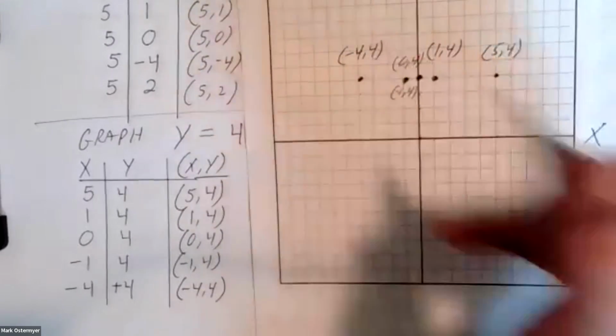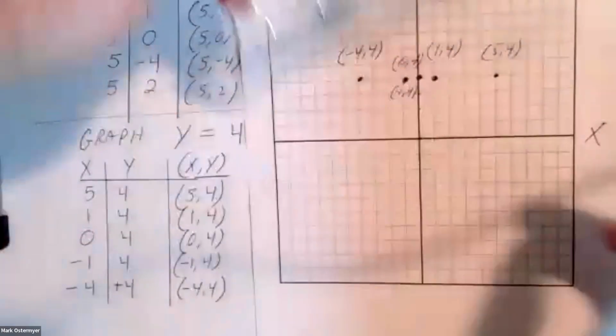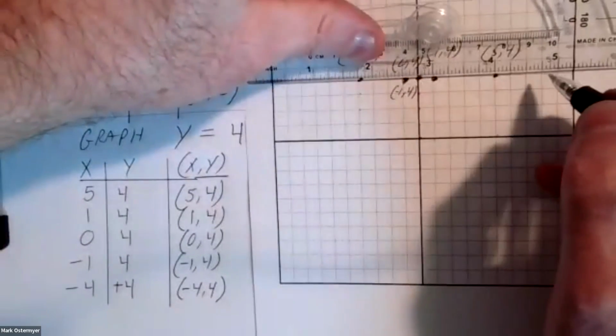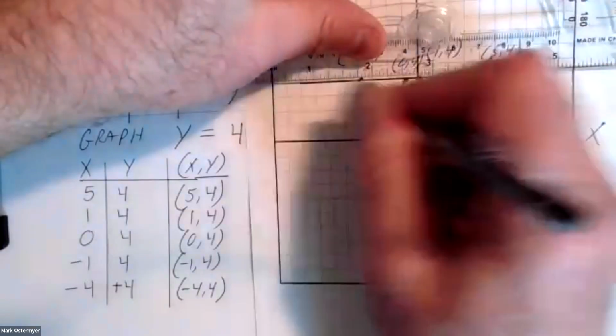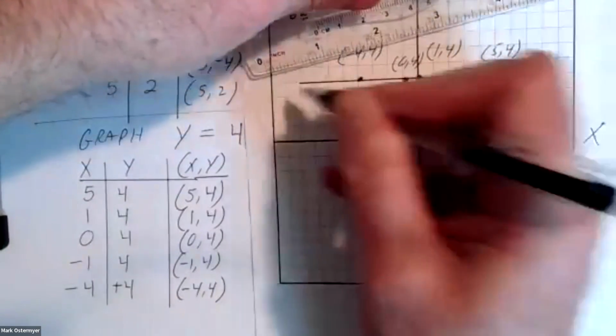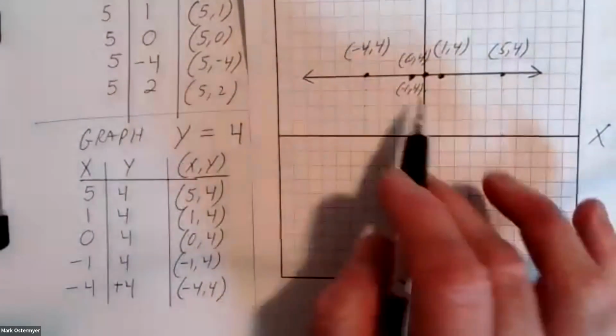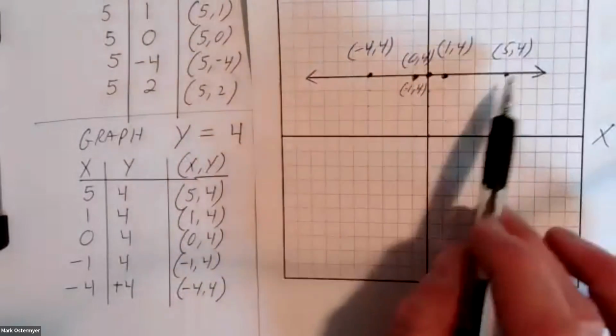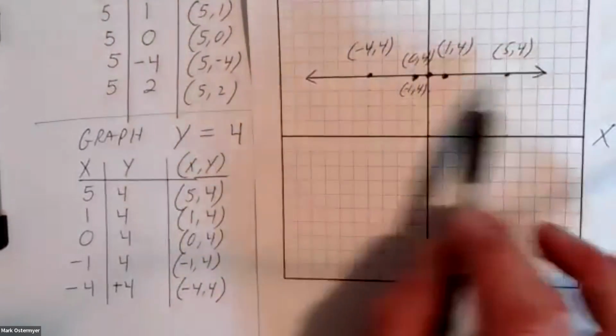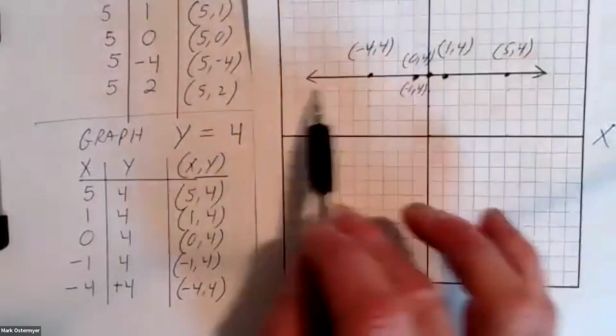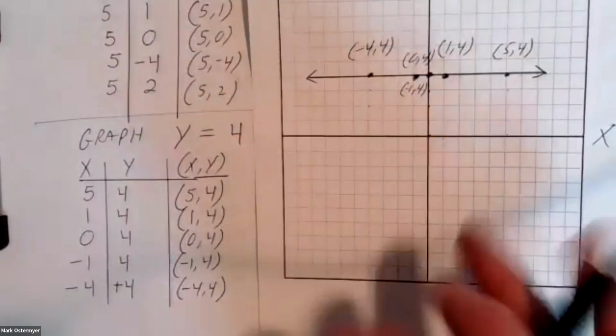Take a ruler, put a line through these points, and what kind of a line do you think this graph is going to be? It's going to be a horizontal line. So the graph of Y equals 4 is that horizontal line that goes through the Y-axis at 4. Makes sense because any point on this line must always have a Y coordinate of 4. The X coordinate could be anything, but the Y coordinate is always 4.